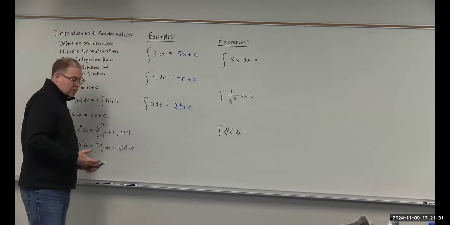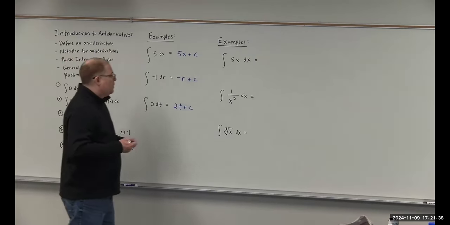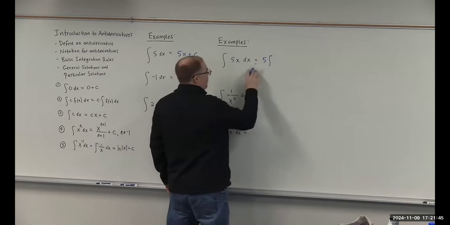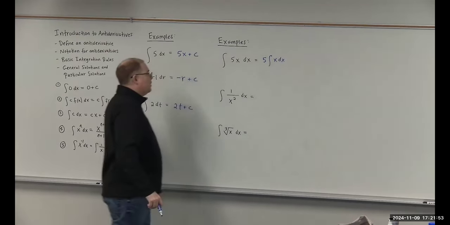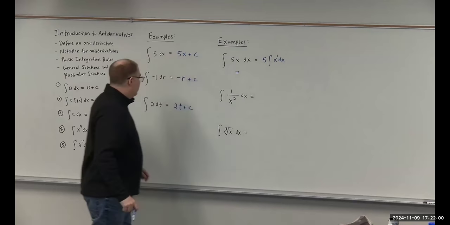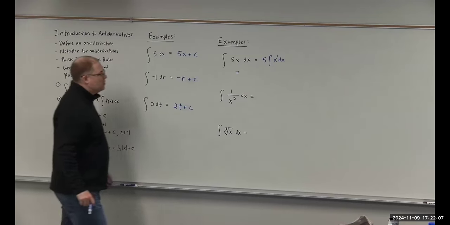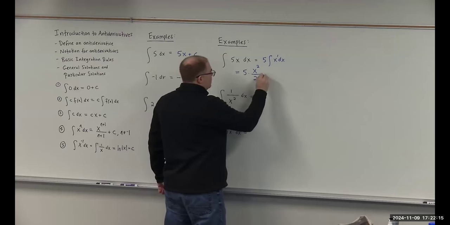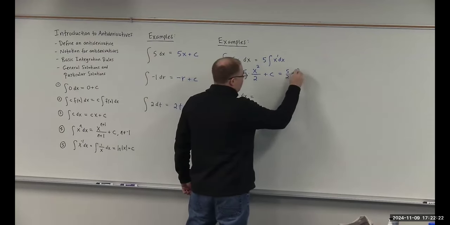So just like with derivatives, sometimes you have to rewrite the function and then apply the rule, okay? So, all right, for this, we don't need to rewrite it. Just keep in mind that we can say that this is the same as this. Okay, we can take out the 5, okay? And then, since there's a 1 here, we apply this rule. So we add 1, and then whatever we get there, we divide by that. Okay. So this is going to be equal to 5 times x to the power 2 divided by 2. And add our constant. Okay. So we can rewrite this as 5 halves times x squared plus c.